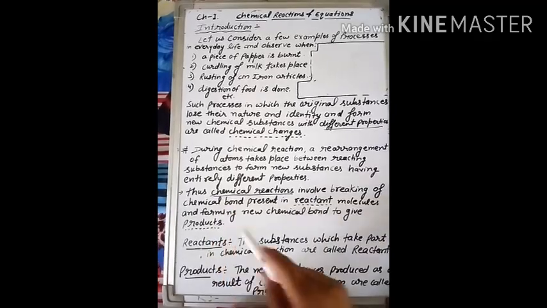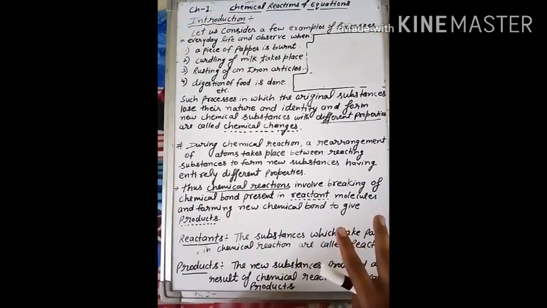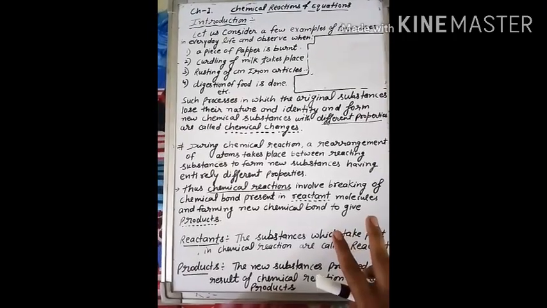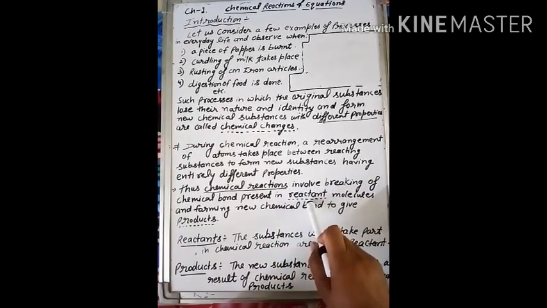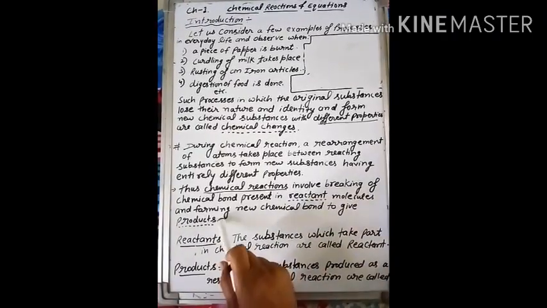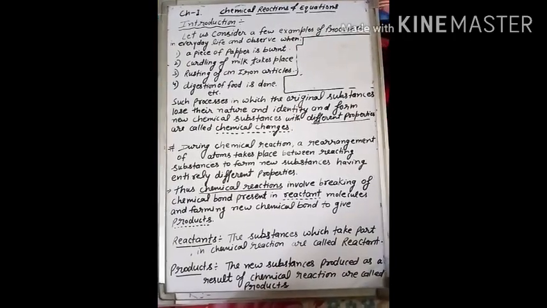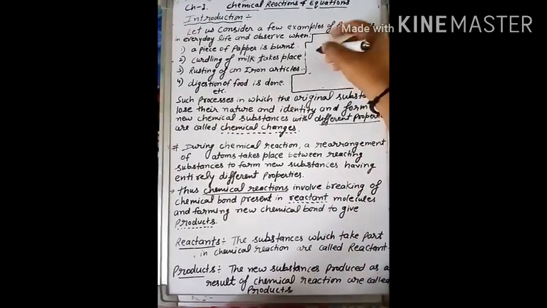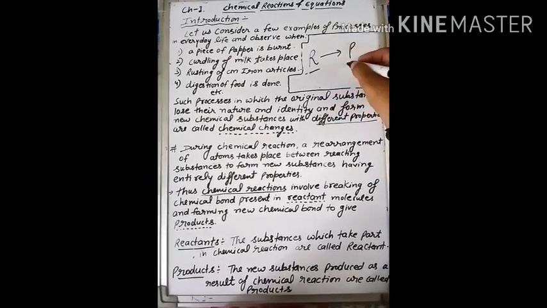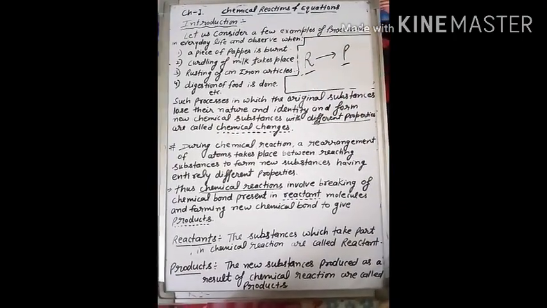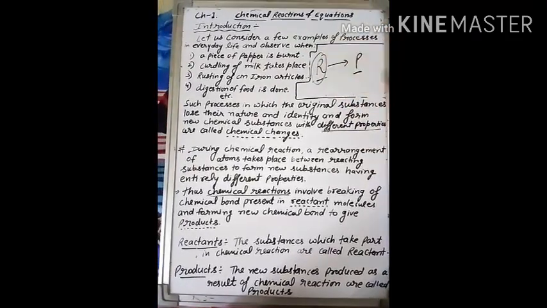Chemical bond means the force of attraction by which two atoms are held together, present in reactant molecules, and forming new chemical bonds in products. So we can say a chemical reaction is when a reactant changes into a product. Reactants can be one or more than one.